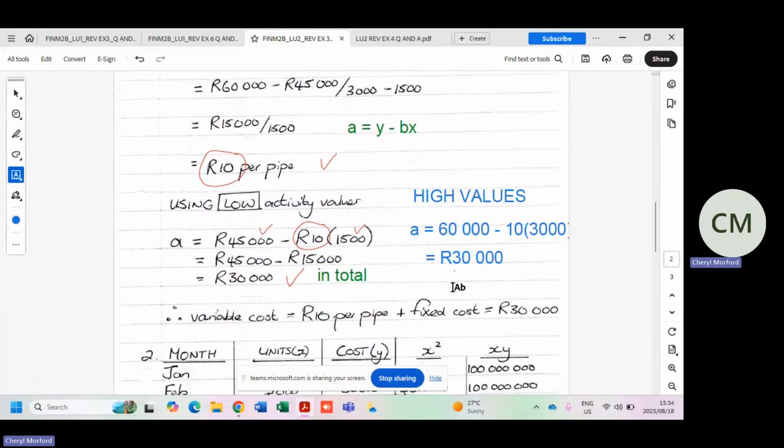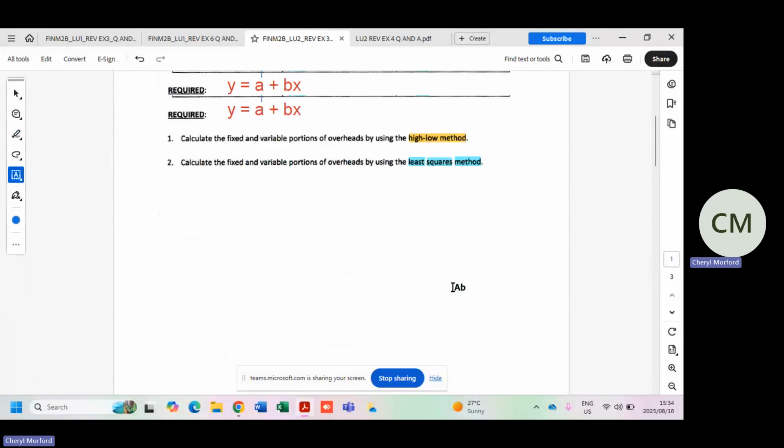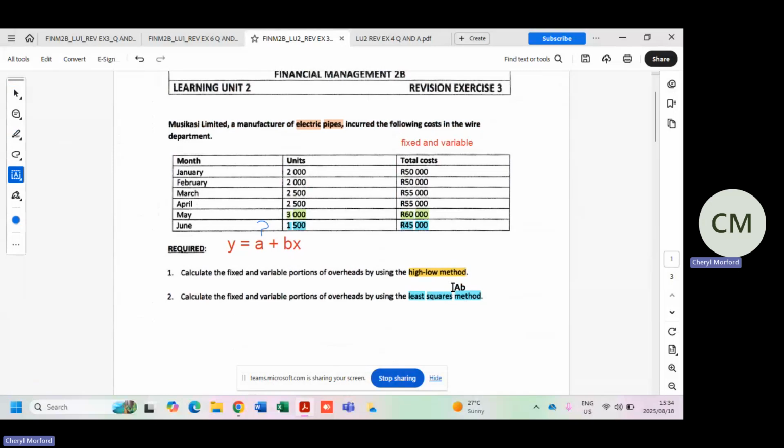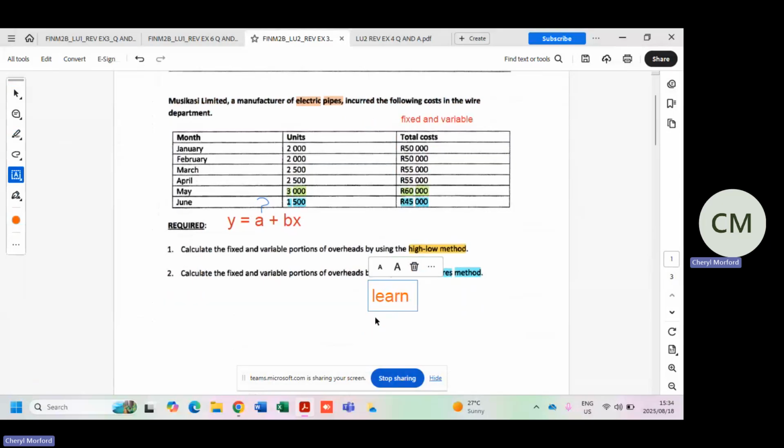Super simple. Now, we're going to do the same, but this time we're going to use a much more sophisticated, reliable, statistical method called the least squares method. I just need to make sure here, in this instance, that you don't get caught. You may or you may not get the formula. So please learn the equations that you would use to find A and B in the case of a regression.